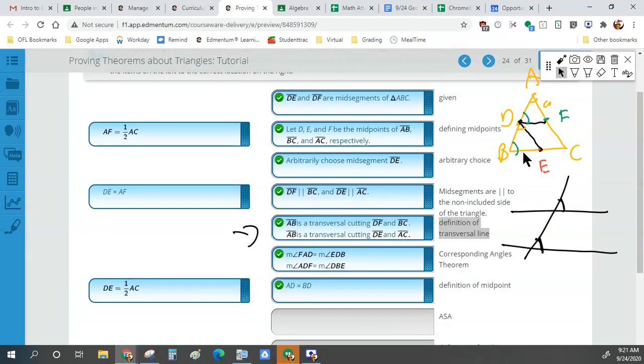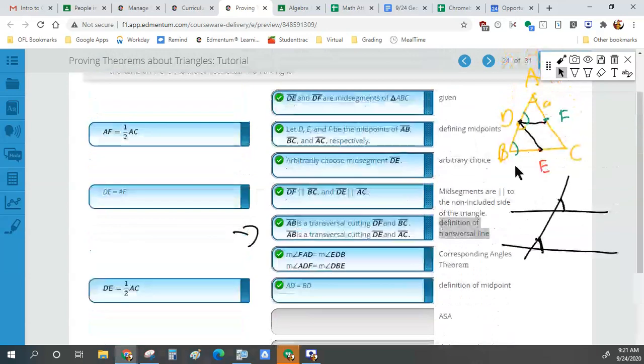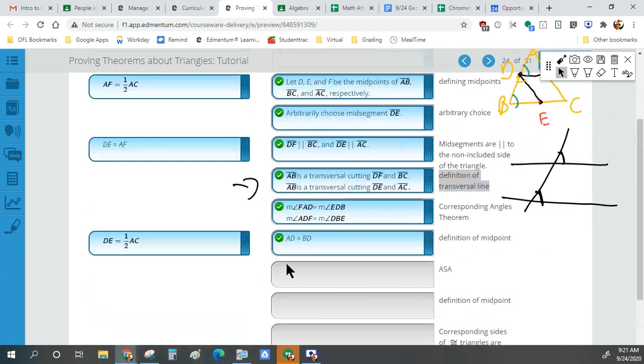I don't know. AF is half of AC, and that is the definition of midpoint. So they're just being really picky right now, unfortunately, guys. I'm sorry. So they want you to say, like, hey, because it's a midpoint, AD is equal to BD. That's just them being picky. Either statement would have worked. This one, or this one technically would have worked for that definition.